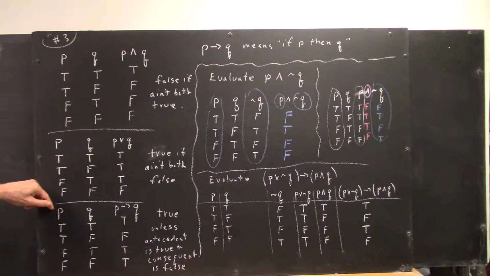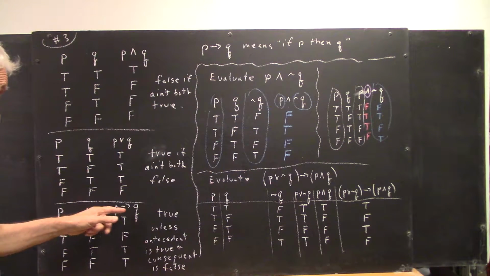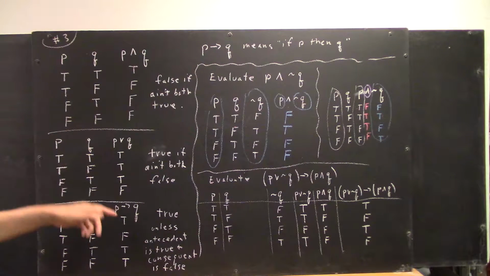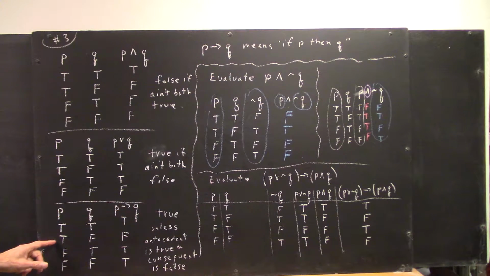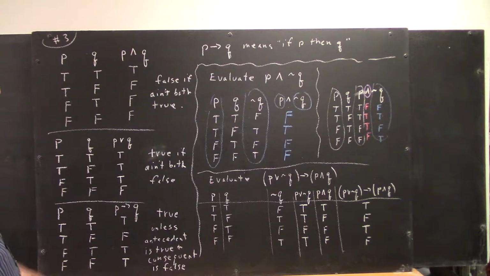So, if P, then Q. It's always true except when the antecedent, which in this case is P, the thing before the arrow, is true, and the consequent is false, because you can't conclude something false from something that's true. You can't conclude a false from a true. You can conclude anything from a false, either a true or a false, but you can only conclude a true from a true. So it's true, again, unless the antecedent is true and the consequent is false.